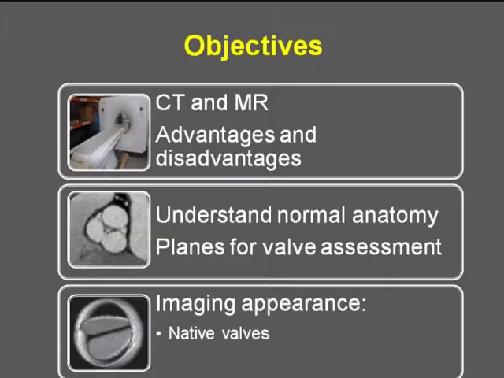In the next 20 minutes or so, I'm going to briefly touch upon the role of CT and MRI and their relative advantages and disadvantages in valve imaging. Then we'll talk about the normal anatomy of the cardiac valves, and I'll discuss which planes are best suited for assessing specific cardiac valves. And finally, we'll talk about the spectrum of imaging appearance of valve abnormalities. And in the interest of time, I'm going to limit myself to native valves.